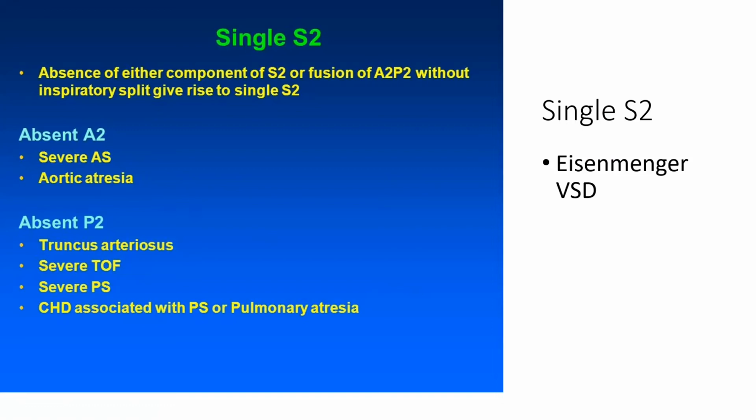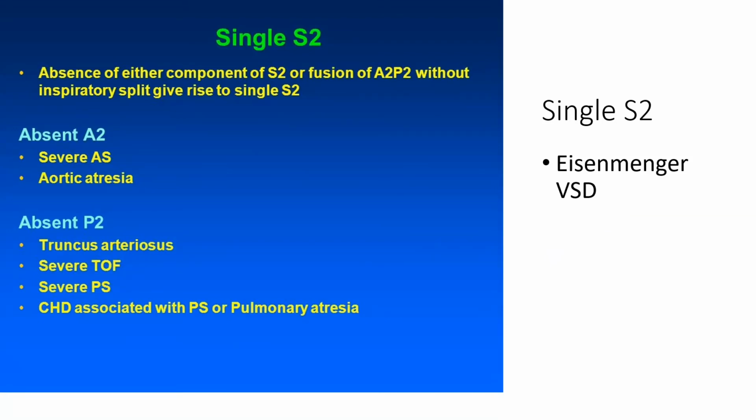That is why you get a single S2, right? Everywhere I made the mistake of writing S1. Please excuse me. I think it is S2 that you have to remember. And where you get a merging of the A2 and P2, that is in Eisenmenger VSD. So when you're asked in the exam, what is the cause of a single second heart sound? Remember, you must not have A2, like in a very severe aortic stenosis or aortic atresia, there will be no A2. Or you must not have a P2, whether pulmonary stenosis is very severe, severe TOF, or truncus arteriosus, or some other condition which is associated again with PS or pulmonary atresia, or merging of both the sounds.